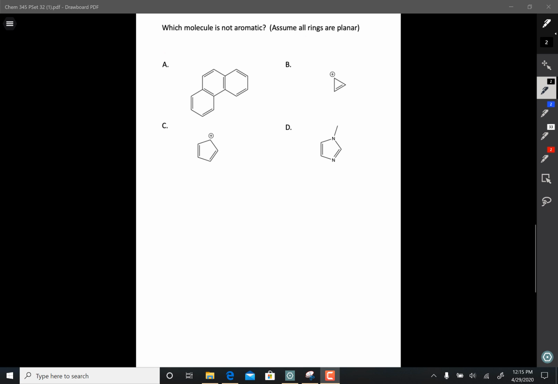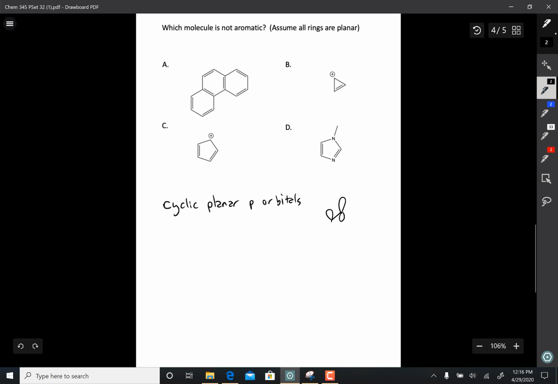Okay, this question is asking which molecule is not aromatic, and assume that all the rings are planar. So in order for a molecule to be aromatic, you must have, first of all, a cyclic planar array of p orbitals. That means a circle of uninterrupted p orbitals with no sp3 hybridized atoms between them.